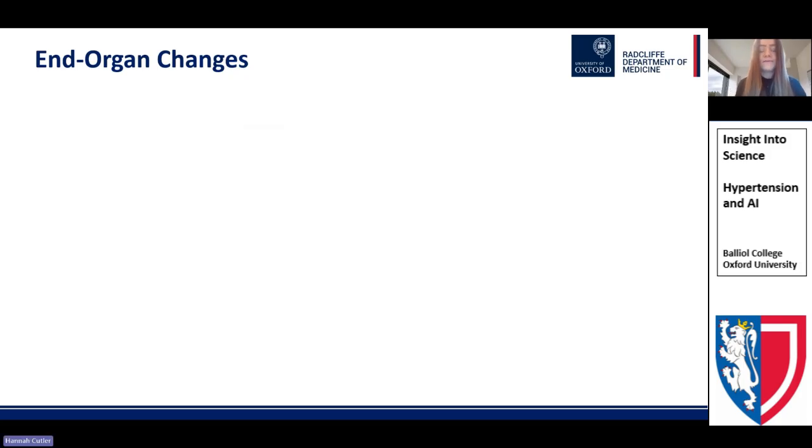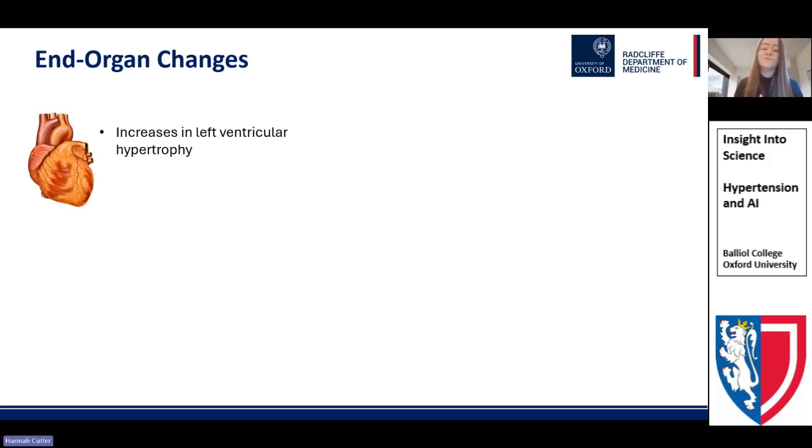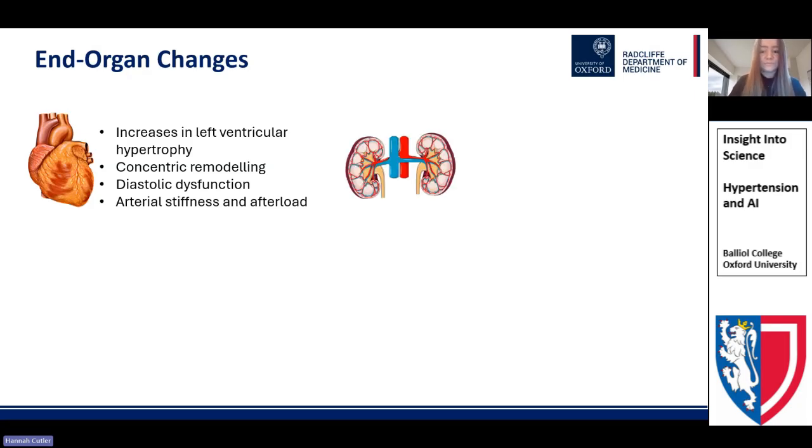So now I'm going to specifically talk about the end organ changes that women can experience during the pregnancy. Within the heart, you can get something called left ventricular hypertrophy. This is where you get increases in the muscle and the thickening of the left ventricular walls, which over time would cause stiffening of the heart, and you don't want this. You can get concentric remodeling, where you get abnormal remodeling of the heart, diastolic dysfunction, so the heart's not pumping as it normally would, and arterial stiffness and afterload.